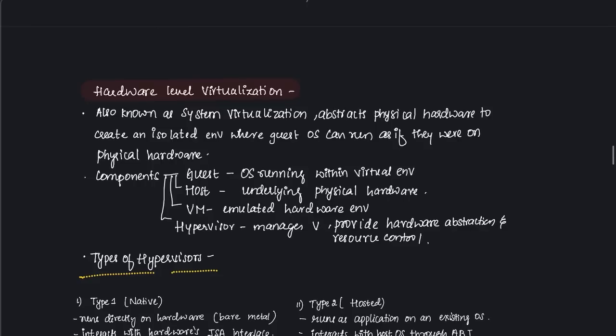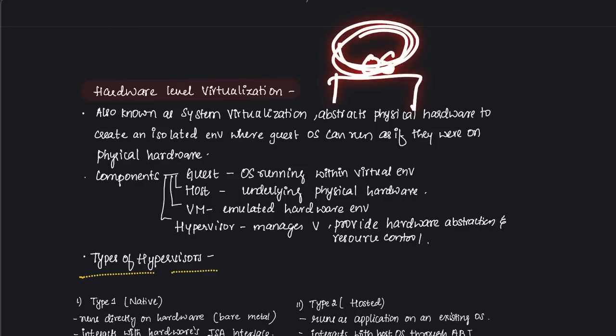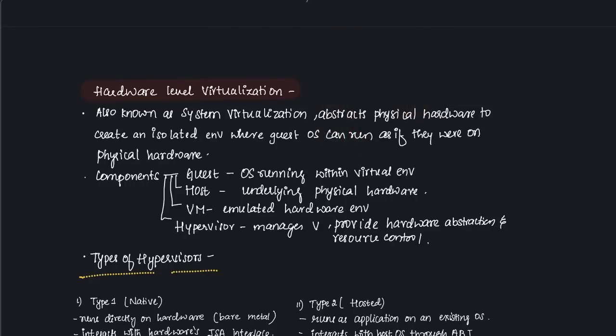Moving further, we have hardware level virtualization. Hardware level virtualization is also called system virtualization, because this will abstract the physical hardware, and it will create an isolated environment where the guest operating systems can run as though they are running on the actual physical hardware. Components include the guest, the host, the virtual machine, and the hypervisor. Hypervisor means virtual machine manager. So the hypervisor will manage the virtualization, and it will provide hardware abstraction and resource control.